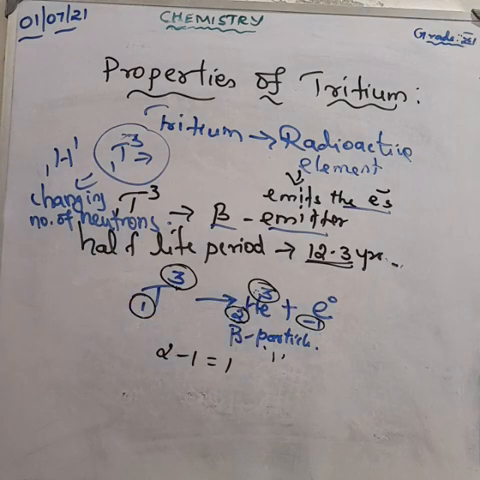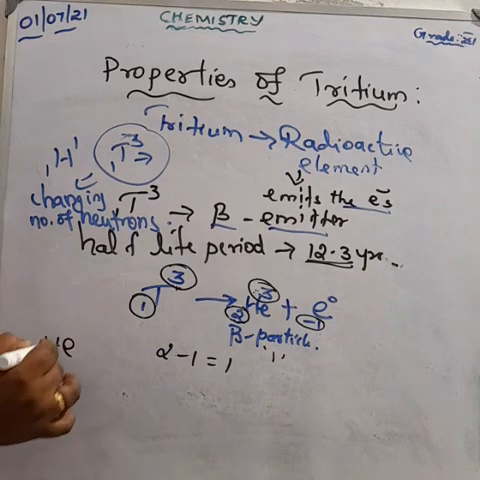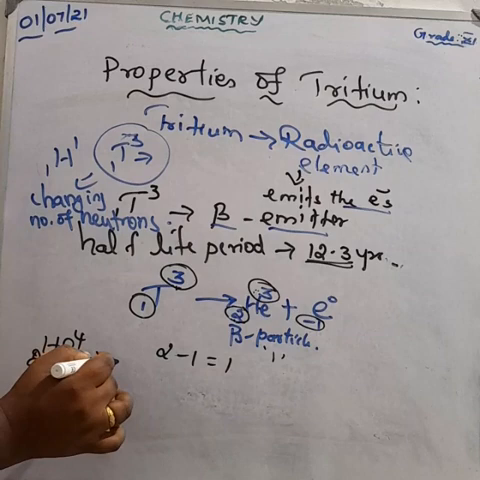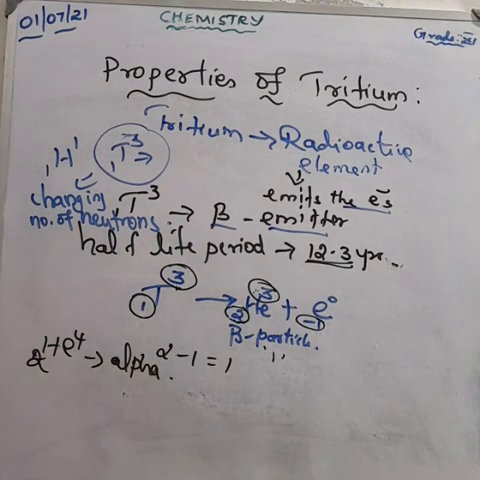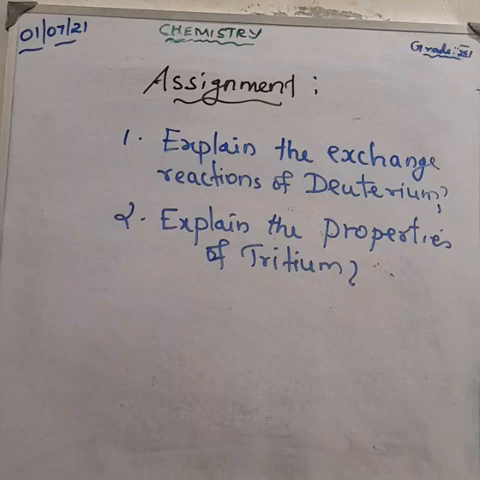Alpha particles means helium 2,4. When the mass number is 4, that is an alpha particle; this is the beta particle, beta ray. And 1 electron means also 1 electron. These are the properties of tritium, very important.